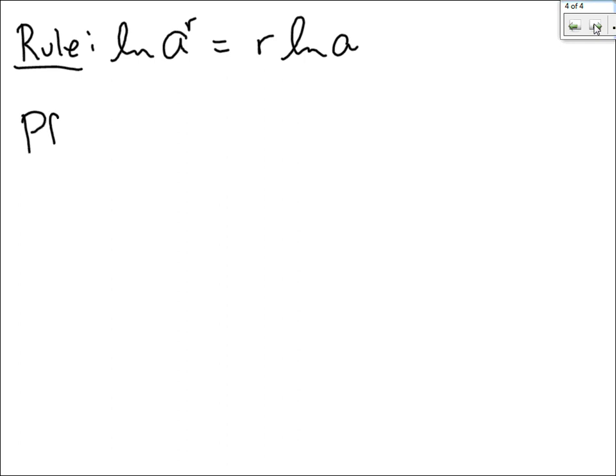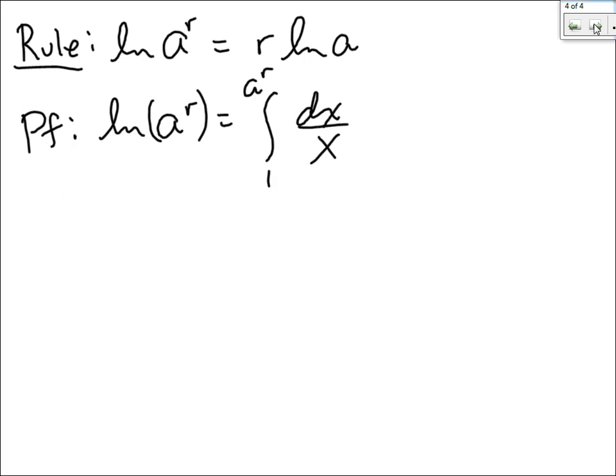The proof is going to be done the same way. Ln of anything, and that's the anything, so I put the brackets around, is the integral from 1 to the anything of dx over x. Now, I really want the limits to go from 1 to a. So that will give me the ln a. Hopefully the r will magically appear.